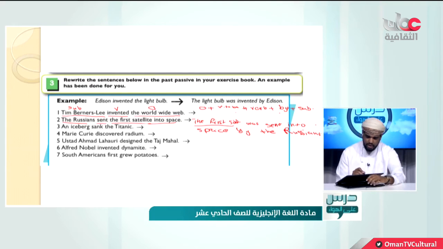All right, we have: an iceberg sank the Titanic. So the Titanic was sunk, because it is in the past participle, by an iceberg. Marie Curie discovered radium. So radium was discovered by Marie Curie. Ustad Ahmed Lahori designed the Taj Mahal. This is the object. Taj Mahal was designed by Ustad Ahmed Lahori, and so on.